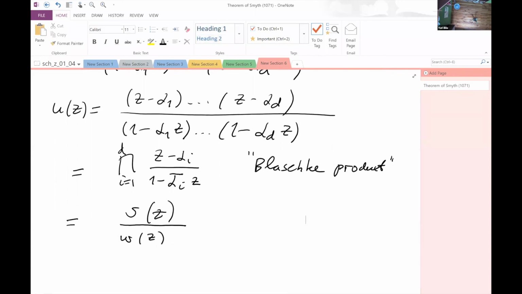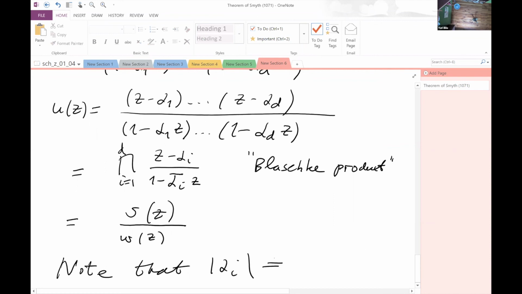Note, first of all, that none of the alpha is one in absolute value. This again follows from the fact that alpha is non-reciprocal. If alpha, or some conjugate, is one in absolute value, then it must be reciprocal.